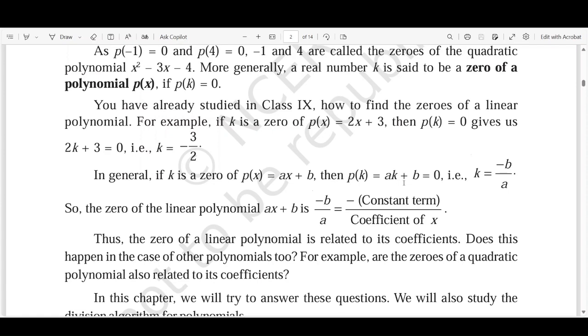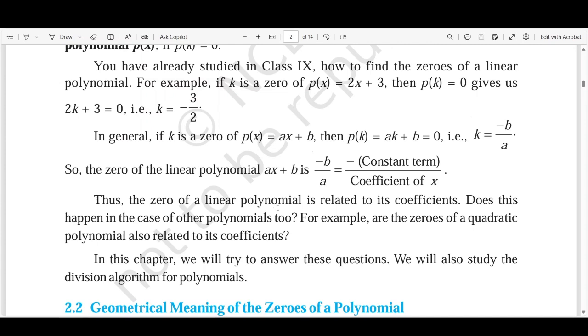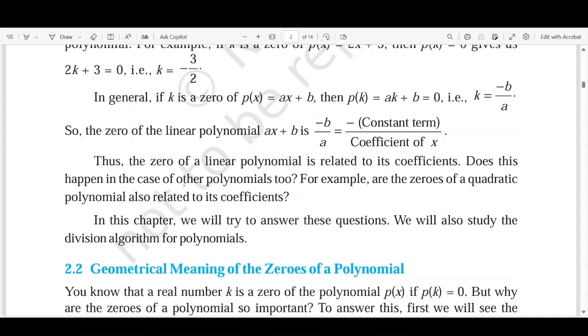So p of k equals ak plus b equals 0. When you rewrite this, you get k equal to minus b by a. So in general, for a linear polynomial ax plus b, the zero of that linear polynomial is given by minus the constant term divided by the coefficient of the variable x. Thus we can easily determine the zero of a linear polynomial, and this zero will depend on the values of the coefficients of the variable x.